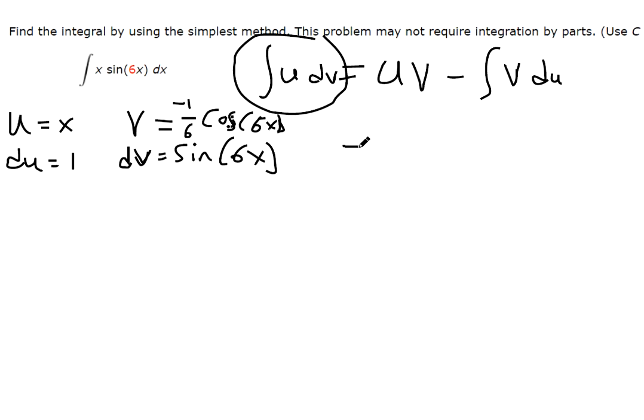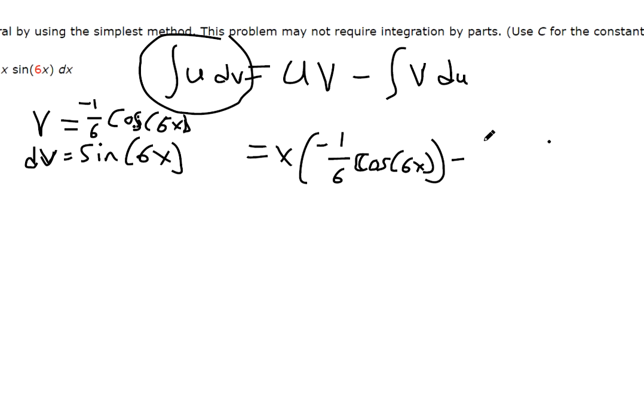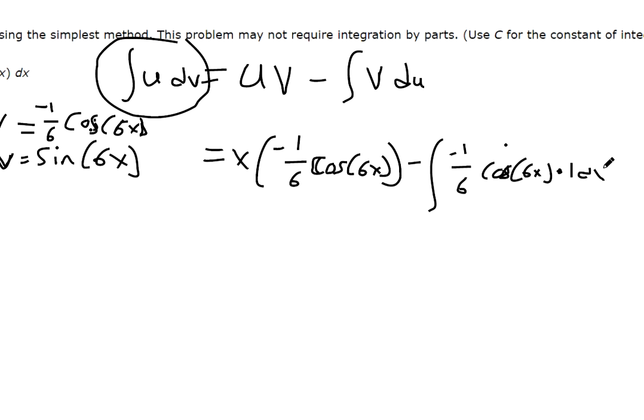Okay, so that's everything. Let's plug it into the formula where it's supposed to go. It's u times v minus the integral of v, which is negative 1/6 cosine 6x, du, which is just the times 1 here. We're evaluating that antiderivative with respect to x. Okay, so now it's simpler because we can evaluate this without having to do integration by parts. So let's just clean it up real quick.